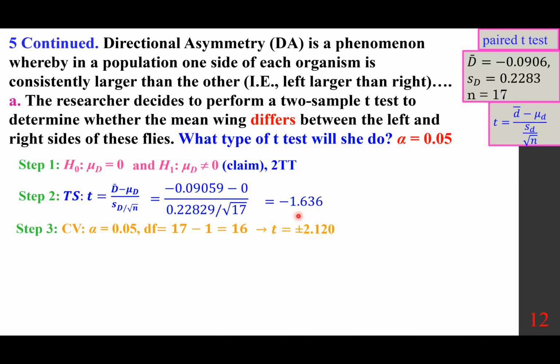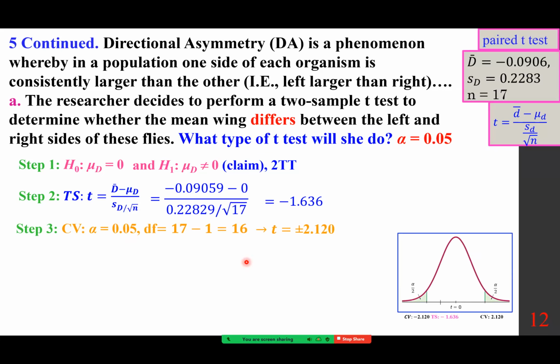Remember, you have to divide alpha by 2 and put it in each tail. So each tail has 0.05 divided by 2. Okay? So when you look up the table, it gives you those values. Test statistic negative 1.636 is somewhere here, and it's way into the non-rejection region. So do not reject H0.